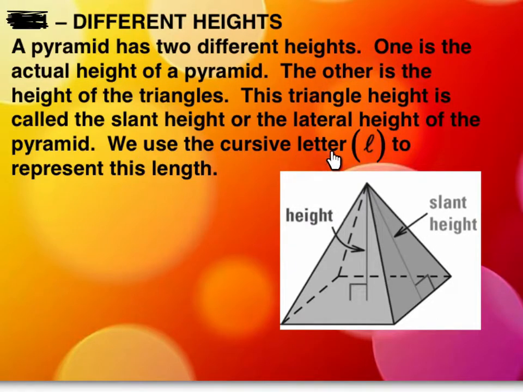We use the cursive letter L to represent this length. So when you see a formula used for a pyramid and for also some other similar shapes, if they have L, that could represent the slant height or the lateral height, okay? Not the actual height of the prism or shape.